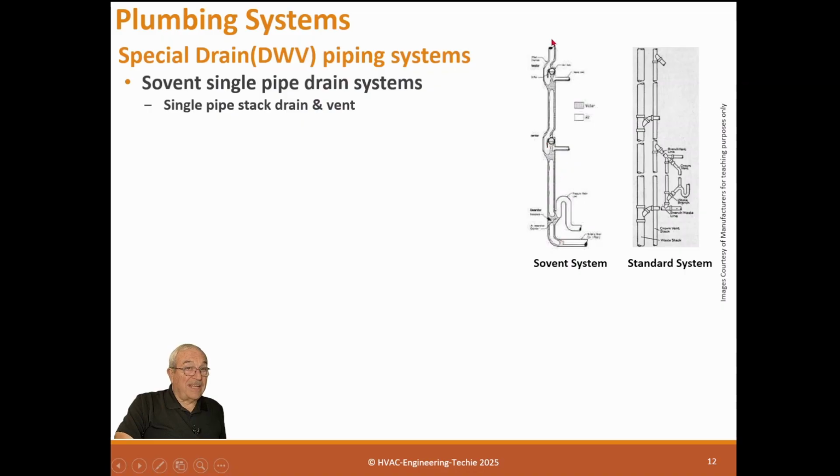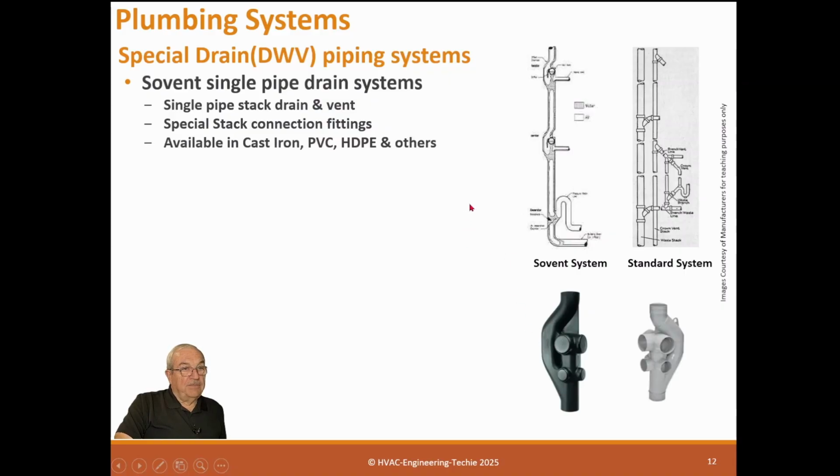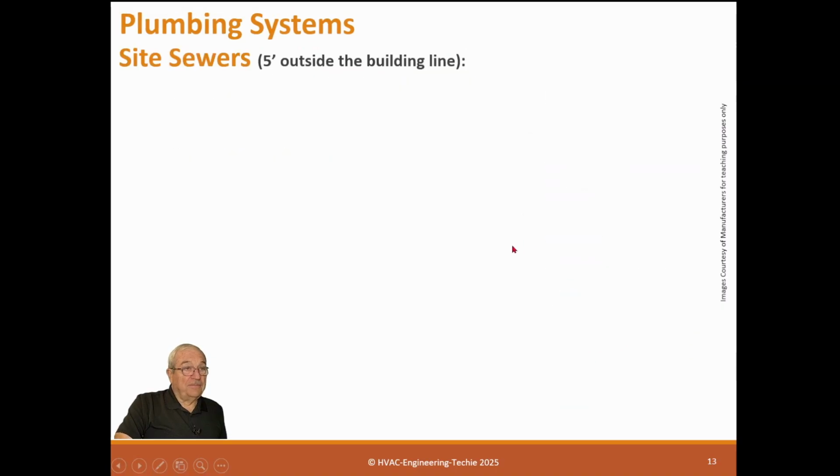So this is actually a vent and the discharge line, and it will not fill up because of these Sovent fittings and the way it works. These are the special fittings you have to buy, and they're available in cast iron or plastic, PVC, HDPE, and others. They come in different configurations. But that's the Sovent fitting. And of course, it's all about money, and it saves a lot of money in the plumbing system if you have a high-rise building.